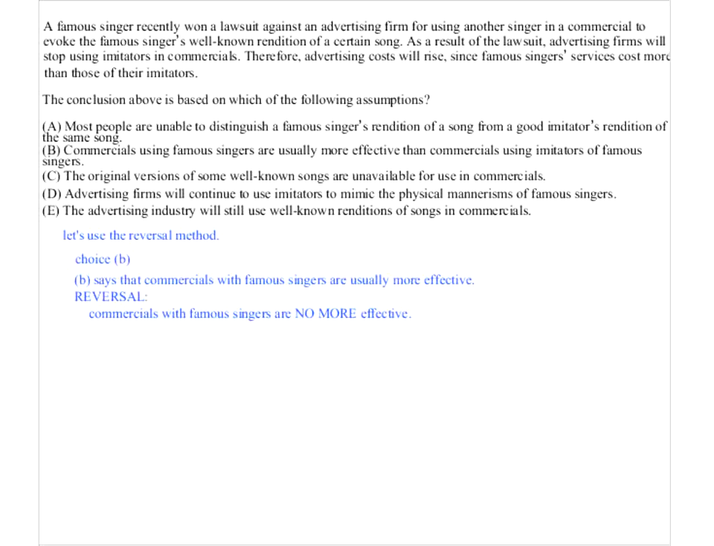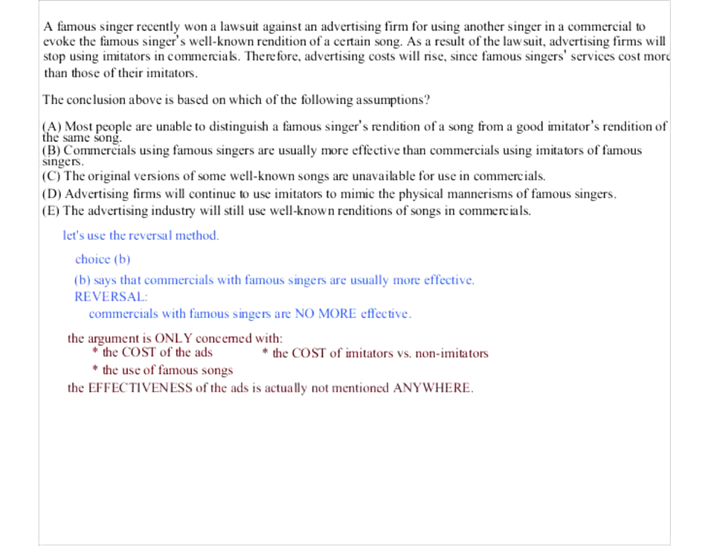Okay, the argument is only concerned with the cost of the ads, and also the use of imitators versus not use of imitators, like the cost of imitators versus non-imitators. And then the only other thing we're concerned with is the use of famous singers. In particular, the effectiveness is actually not mentioned anywhere in the entire problem. So therefore, this is going to have no effect.